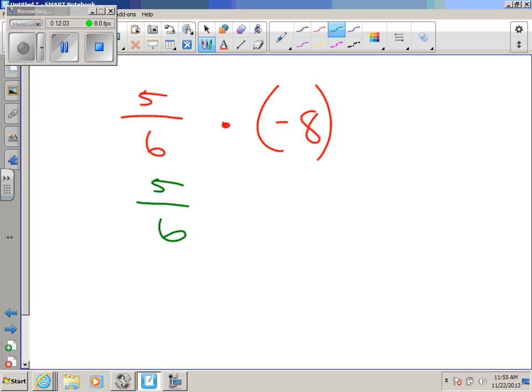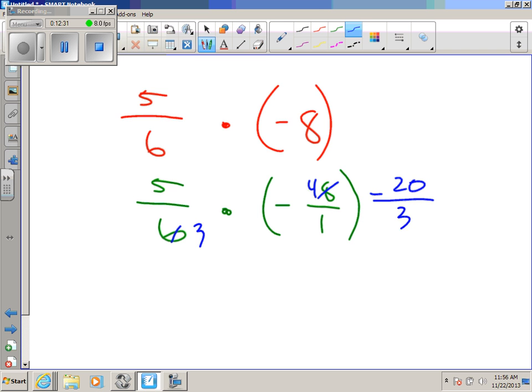Five sixths is in fraction form, but 8, anytime I want to put a whole number into a fraction, has to be what? Over 1. So 8 over 1. Six and 8 divided by 2, so that's a 4. That's a 3. So -20 over 3 is -6 2/3.